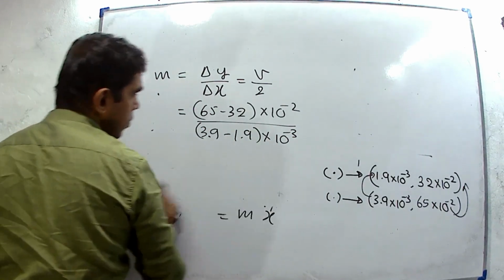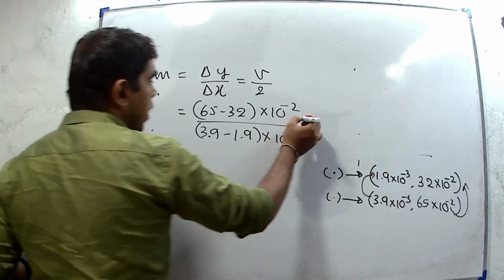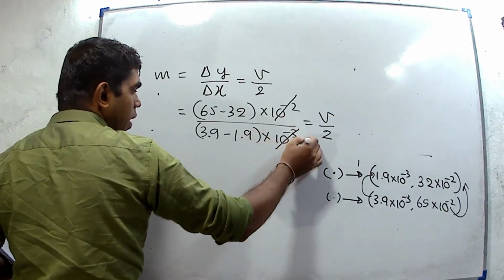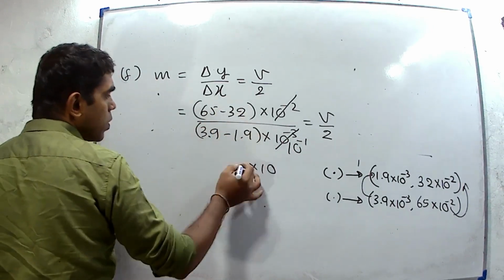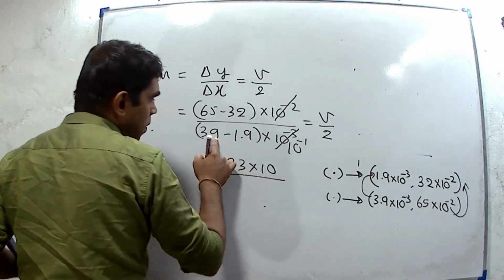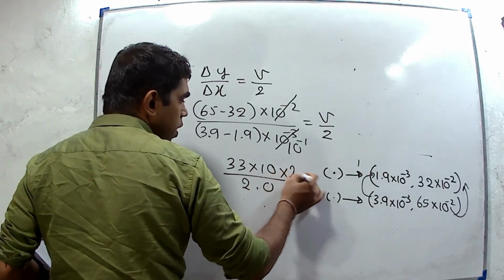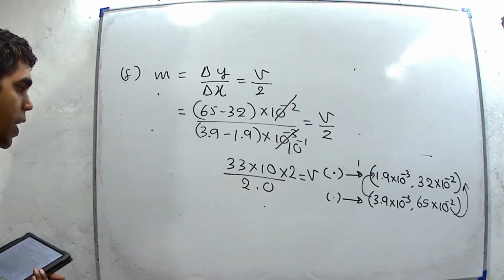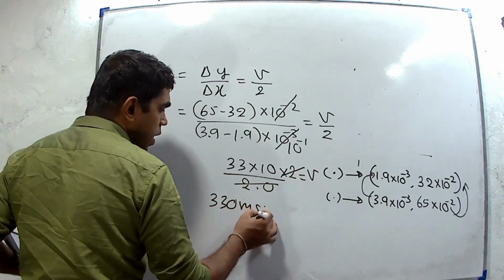Now, we can simplify it and we can get the V value. 10 to the power minus 1, we can get it to the numerator as 10. 5 minus 2, 3. 6 minus 3, 3. Divide by 9 minus 9, 0. 3 minus 1, 2. Multiply by 2 equals 3. I have brought these two values to the left hand side as a multiplication. Then we can cancel out 2 and 2. 330 meters per second.